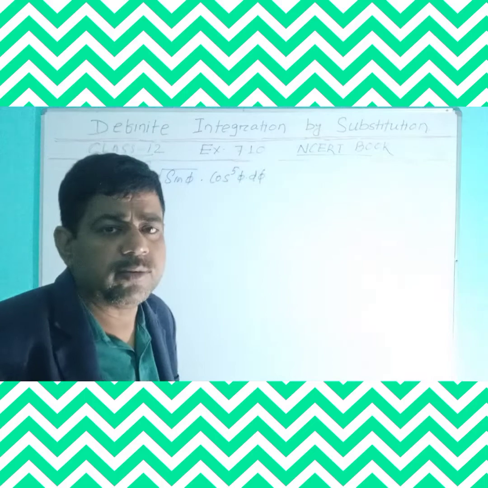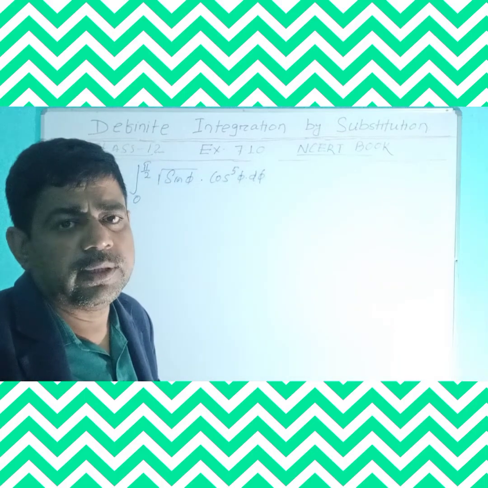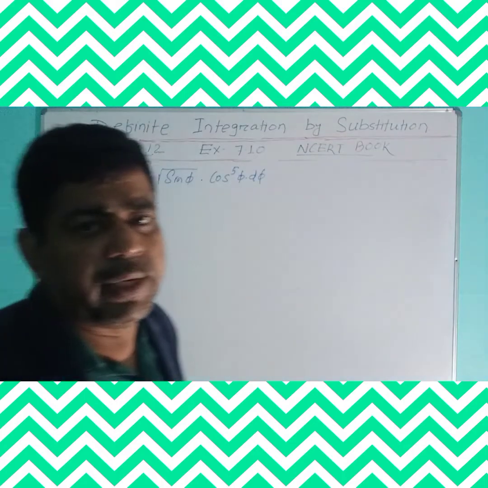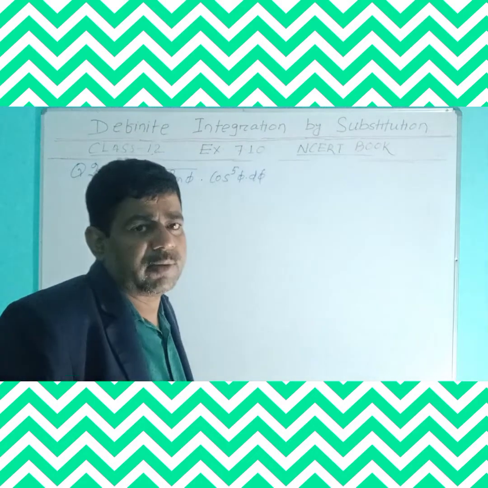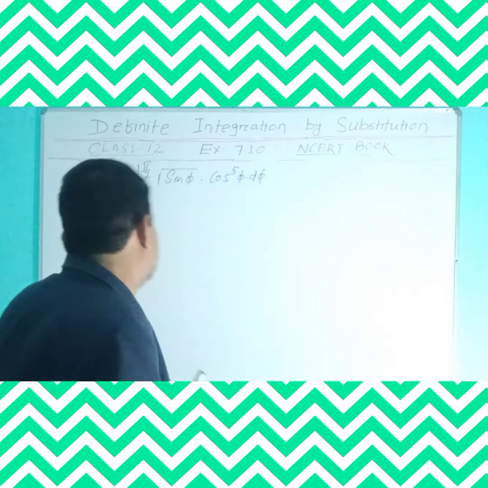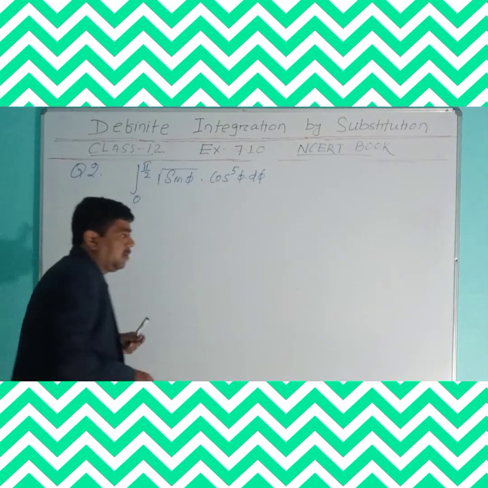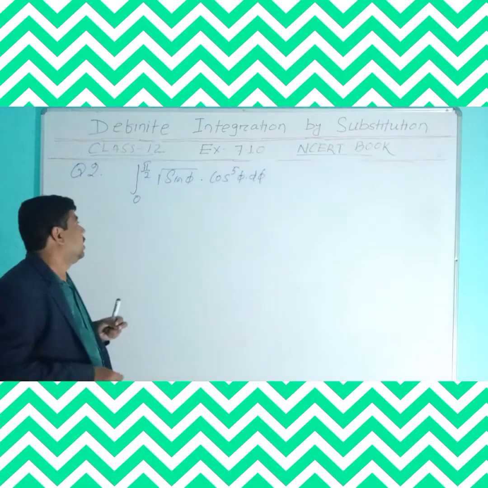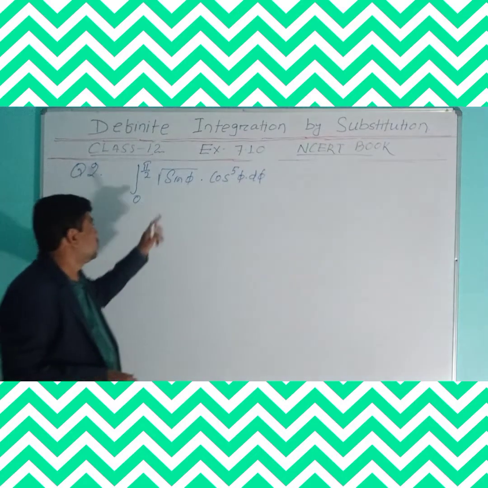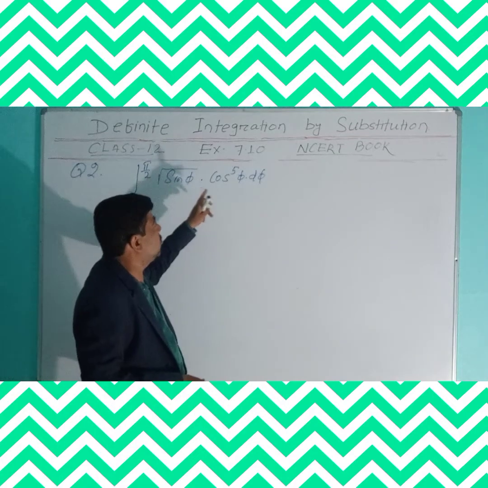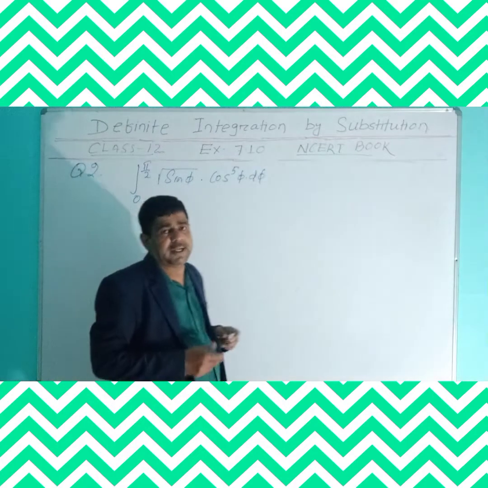Integration, definite integrals of your NCERT book, exercise 7.10. Evaluation of definite integral by method of substitution. We are discussing from your NCERT book, class 12 math. Here you see, question number 2. Integration of 0 to pi upon 2, square root of sin phi into cos to the power 5 phi, d phi.